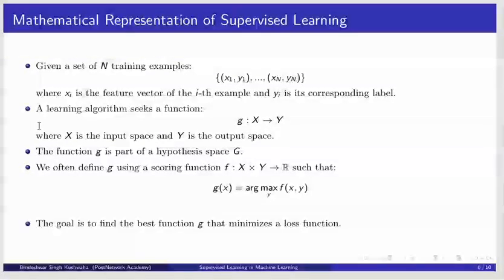So this one, g(x) = argmax f(x, y), means the goal is to find the best function that minimizes errors. It can learn many functions, but we want the one which has minimum errors. I will explain in upcoming videos. That is also called the loss function. So I will explain.